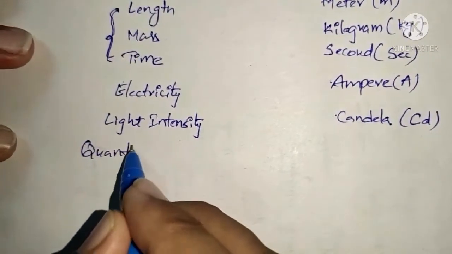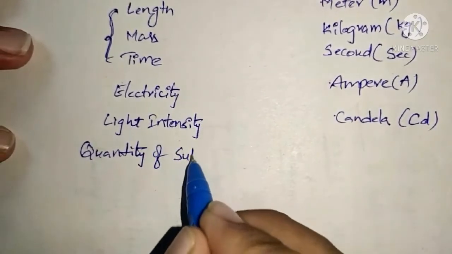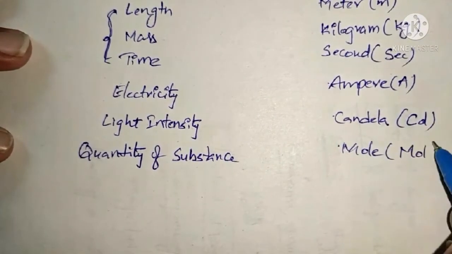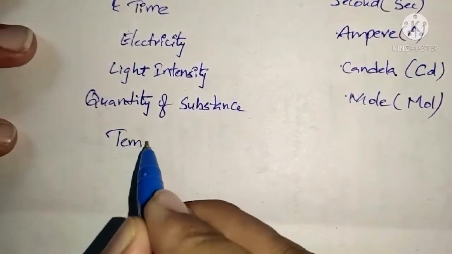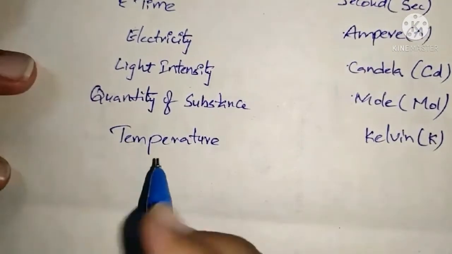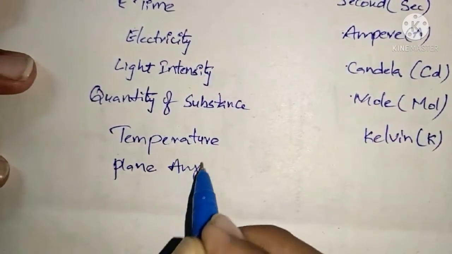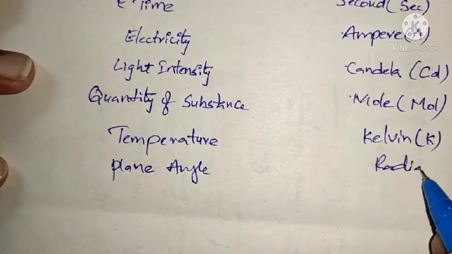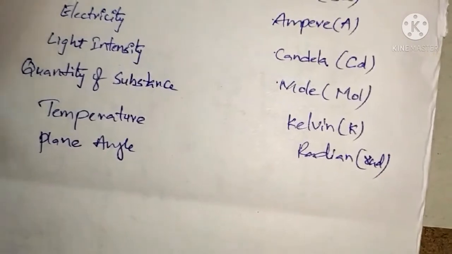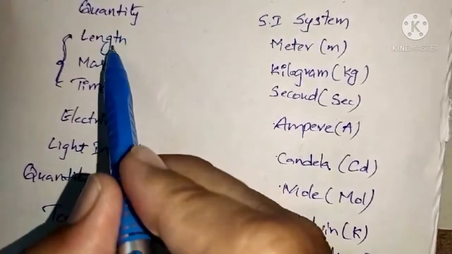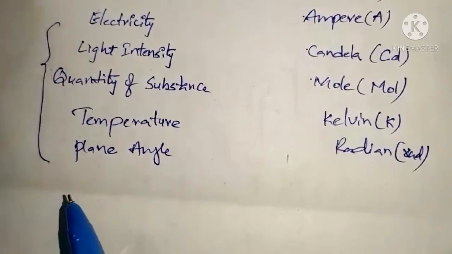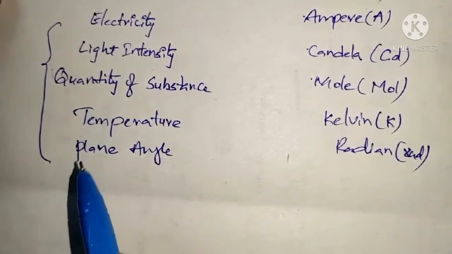Then quantity of substance, and in SI it is the mole, mol. Then temperature, and the SI unit is the kelvin, K. Then plane angle, and the unit is the radian, symbol rad. So in addition to length, mass, time, in the SI system these are also considered fundamental quantities.